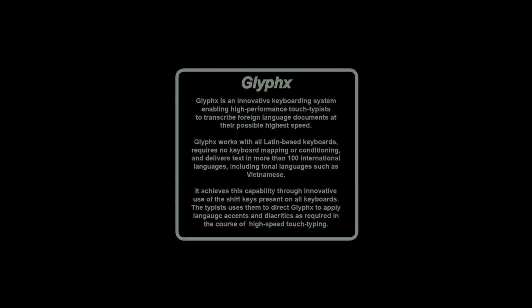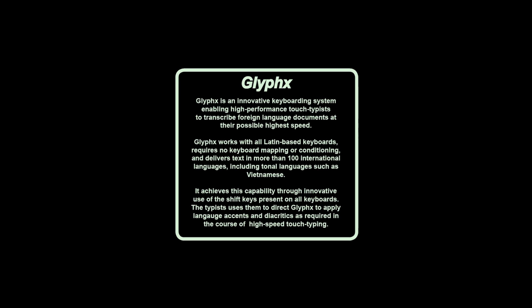Glyphics is an innovative keyboarding system that enables high-performance touch typists to transcribe foreign language documents at their highest speed. Glyphics works with all Latin-based keyboards, requires no keyboard mapping or conditioning, and delivers text in more than 100 international languages, including tonal languages such as Vietnamese.